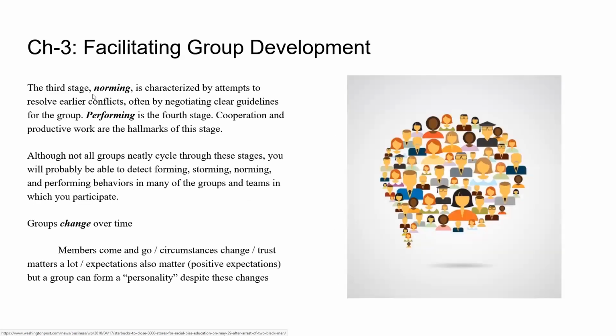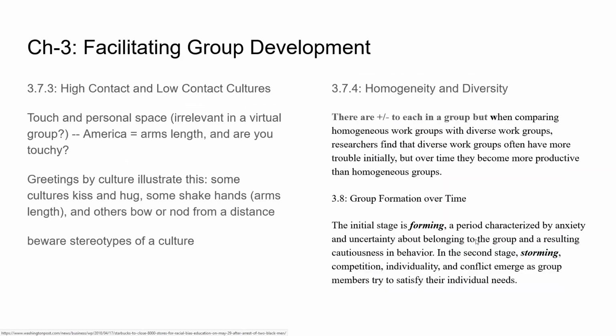And then we have norming, and then performing. So norming, number 3, is characterized by attempts to resolve earlier conflicts that happened in storming, and often by negotiating clear guidelines for the group, like, oh, how do we share the beer? Make sure there's a fair way for everyone to access it. And then performing is the 4th stage. Let's actually drink the beer in a fair way and share it with everybody. And you get cooperation and productive work as the hallmarks of the stage. So you'll see that in your group. Not all groups neatly cycle through these stages. You'll probably be able to detect forming, storming, norming, and performing behaviors in many of the groups and teams in which you participate.